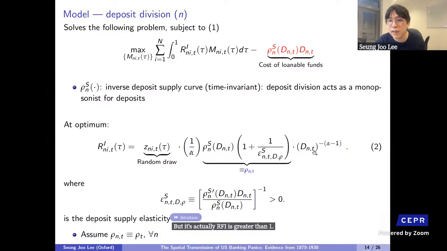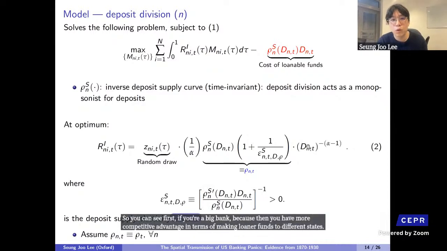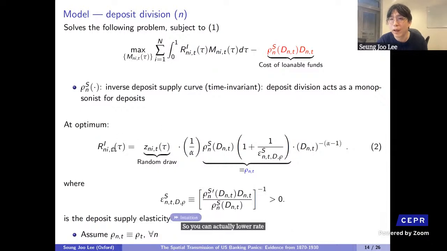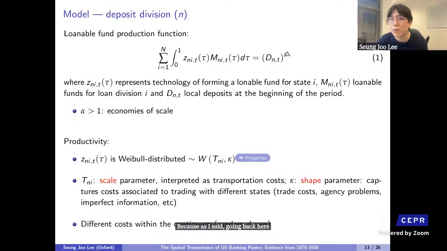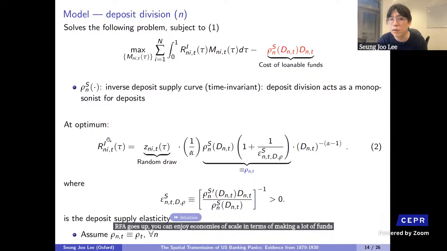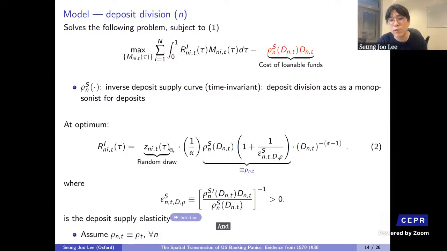So you can see first, if you are a big bank, then you have more comparative advantage in terms of making loans of funds to different states. So you can actually lower the rate, because, as I said, going back here, as alpha goes up, you can enjoy economies of scale in making loans of funds. So in equilibrium, you can lower the rate you charge to your counterparties. And when the draw of random transaction cost or transport cost turns out to be really high, then of course you have to charge a higher rate, because it is more costly to make a loan of funds.